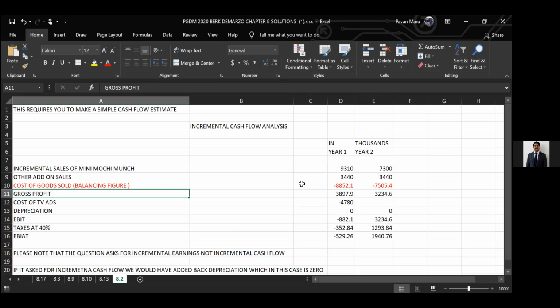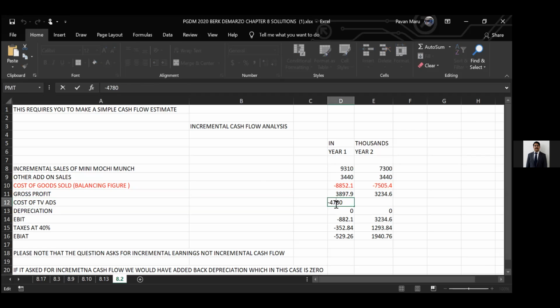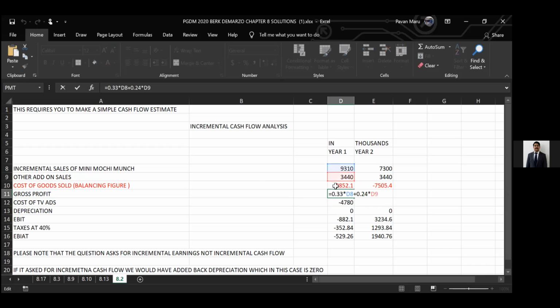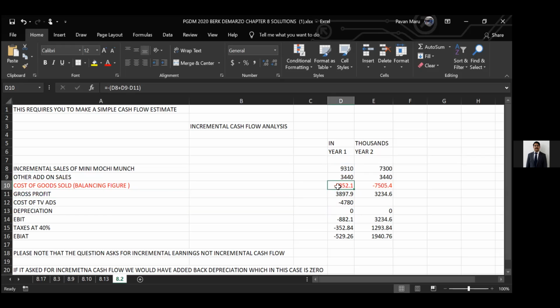Now, sir calculated this for some reason that I do not know honestly, and I told sir because this is not being used at all. This is nowhere being used also, so it doesn't make sense having it. Gross profit, this figure, balancing figure, cost of goods sold. What is the difference between gross profit and EBITDA here?